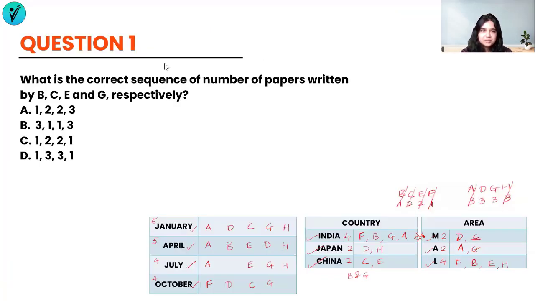Here's question 1 for us. What is the correct sequence of number of papers written by B, C, E, and G respectively? We found this out when we were trying to solve the total number in the groups itself. So B has 1, C has 2, E has 2 as well, and G has 3. So our answer is going to be 1, 2, 2, 3, which is nothing but option A.